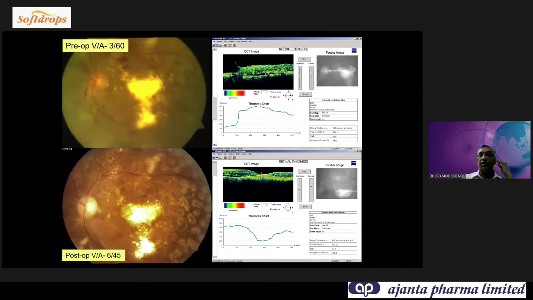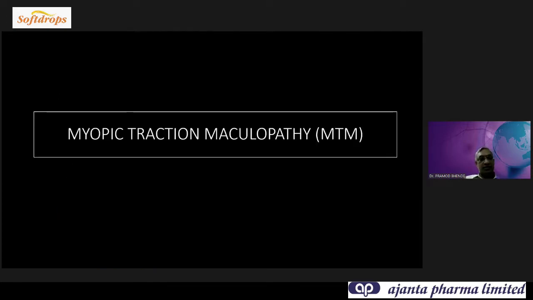And this is another case having extensive exudation in the foveal area. Vision was 3/60, and post vitrectomy, though thinning is there, the exudates resolved over a period of time. Vision did improve to 6/45. That brings us to myopic macular tractional maculopathy.